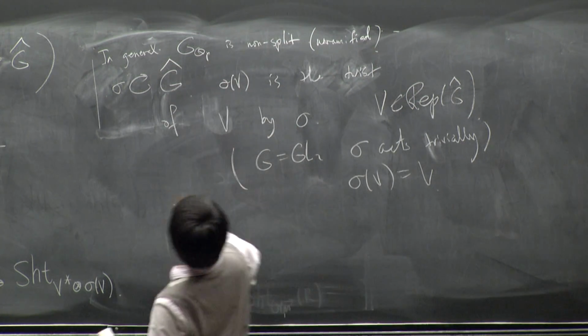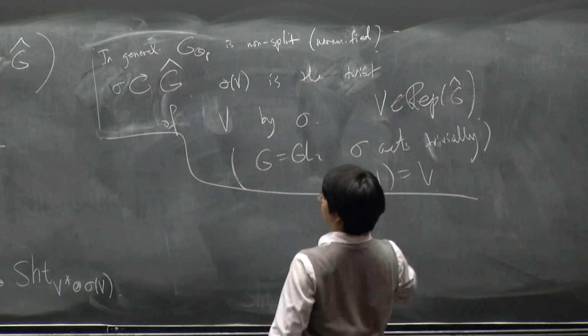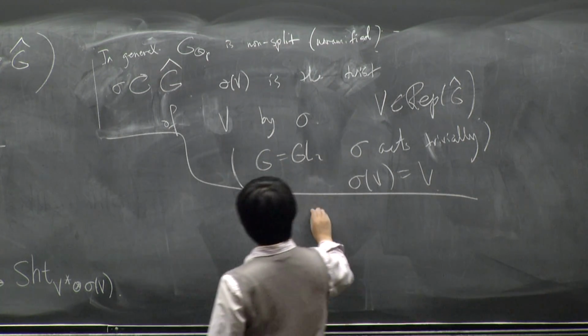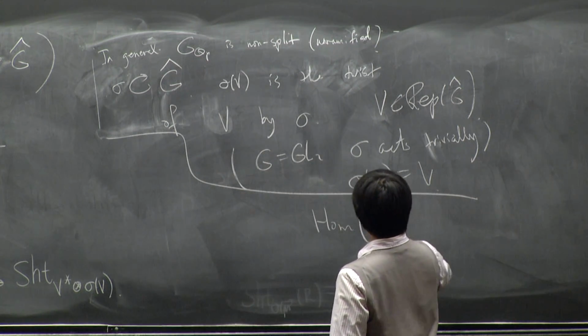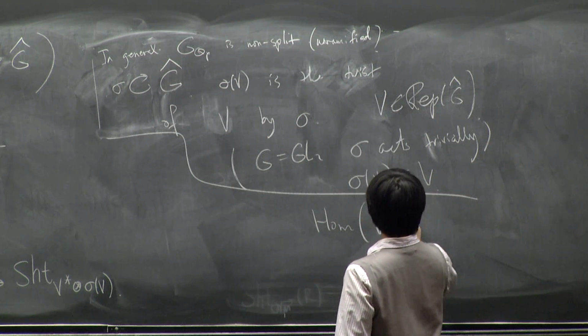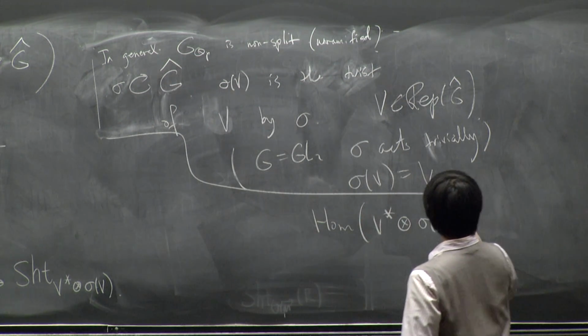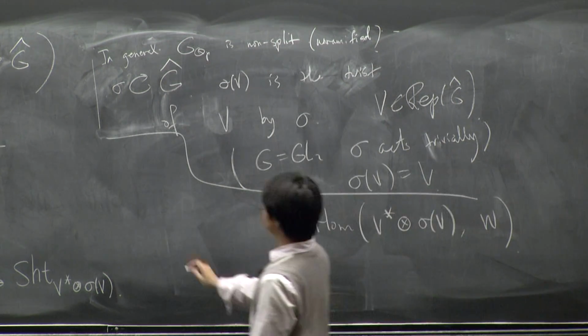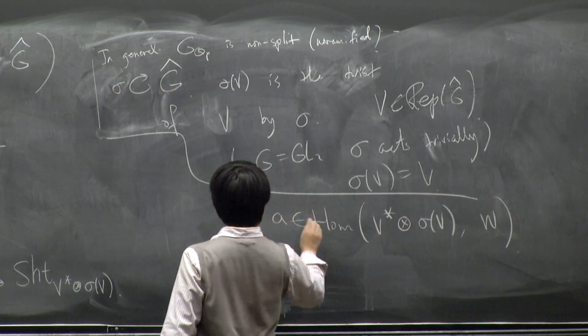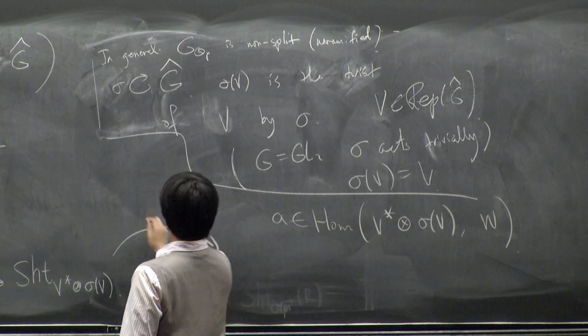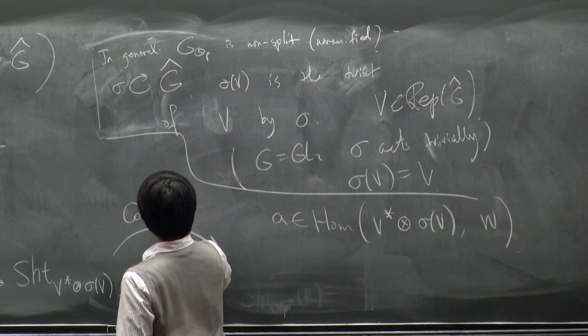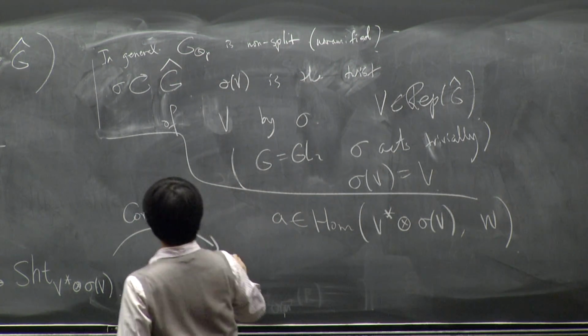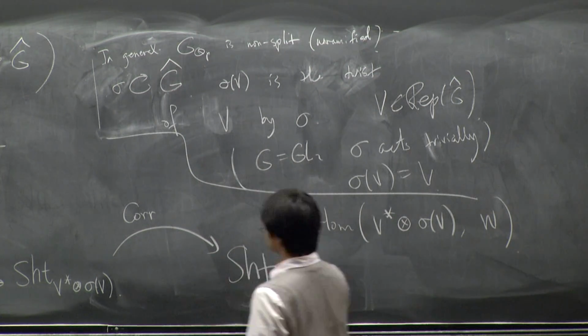So now, if you have a Hom from V star tensor sigma V to some other representation, let's say W, for any type A, you construct a correspondence from this to Stuka.